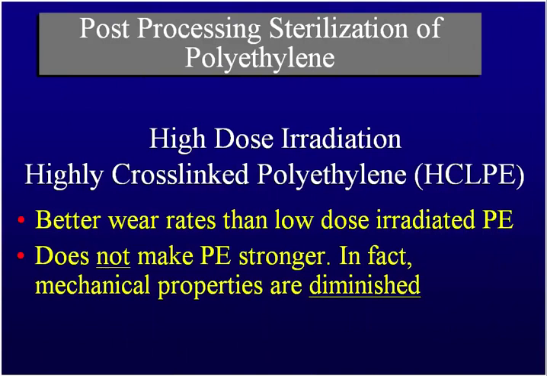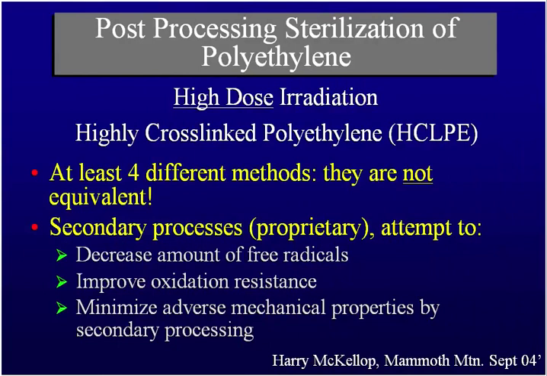Now going on to high-dose irradiation, highly cross-linked polyethylene. Since we found that low-dose irradiation cross-links and you get better wear, i.e. less particles, less osteolysis, well, we'll just do more of it. With low dose, you get better wear rates, so high dose is better. So what you want to remember, though, is that with high-dose irradiation, the mechanical properties are diminished. So even though you irradiate at high doses, you still have to take into account the fact that high doses do decrease the mechanical properties.